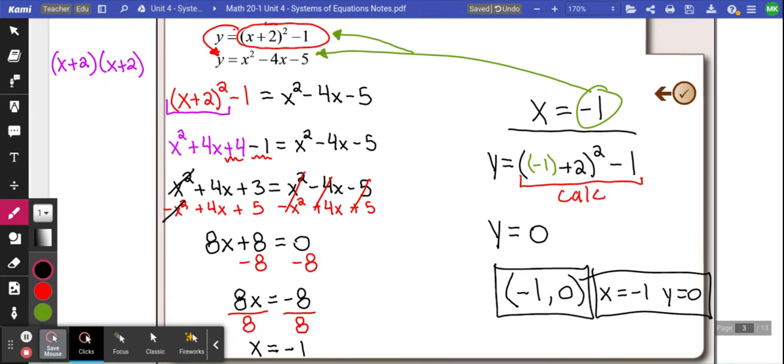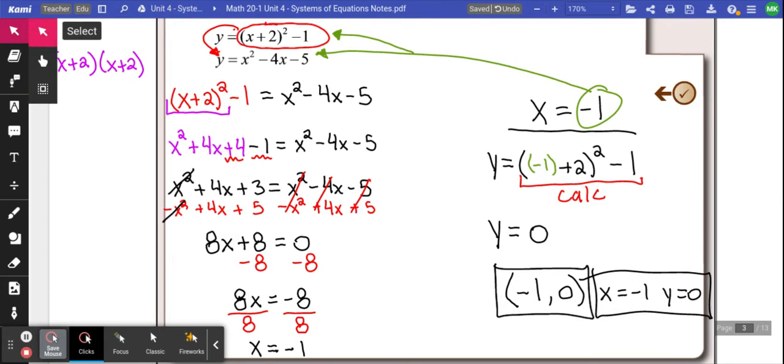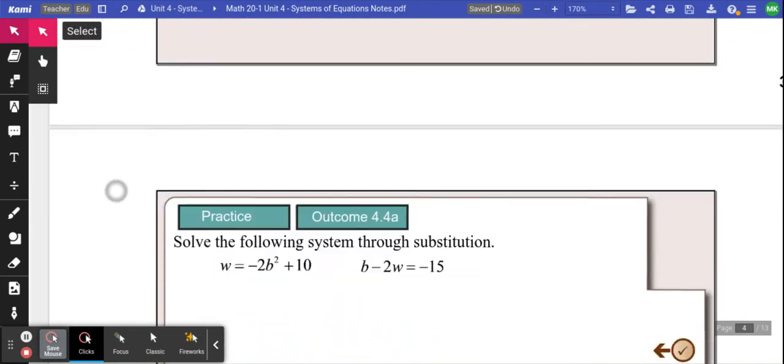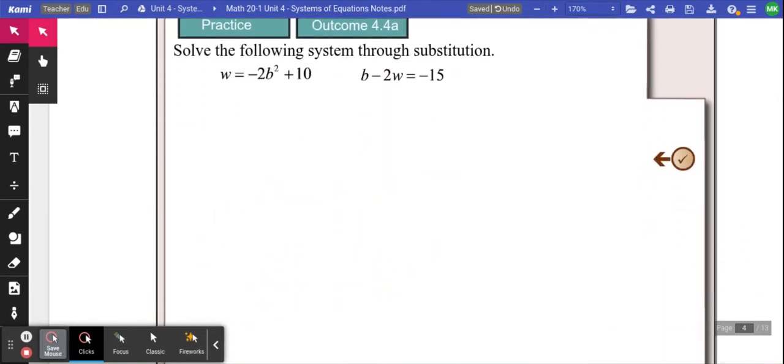Fantastic. Hopefully at this point, you're feeling a little bit more confident. You're like, okay, I kind of get what's going on. I want you to try this one. Again, try it all the way by yourself. Notice that it's B's and W's. That's fine. It just means that we probably won't write our answer as a point. We'll probably just write B equals this, W equals this, side by side. Again, try this all by yourself.